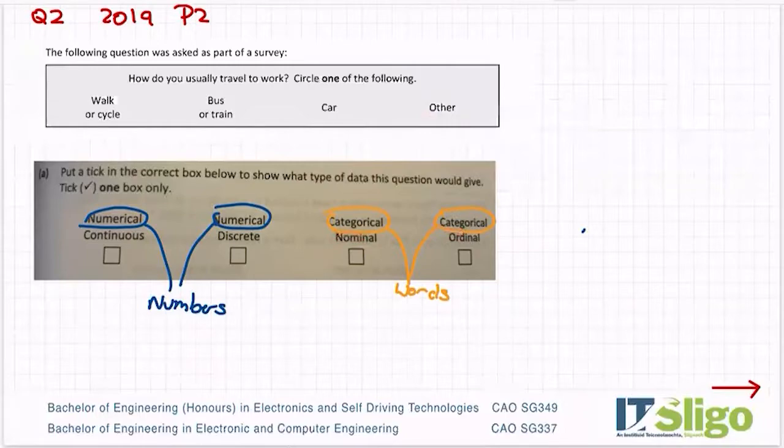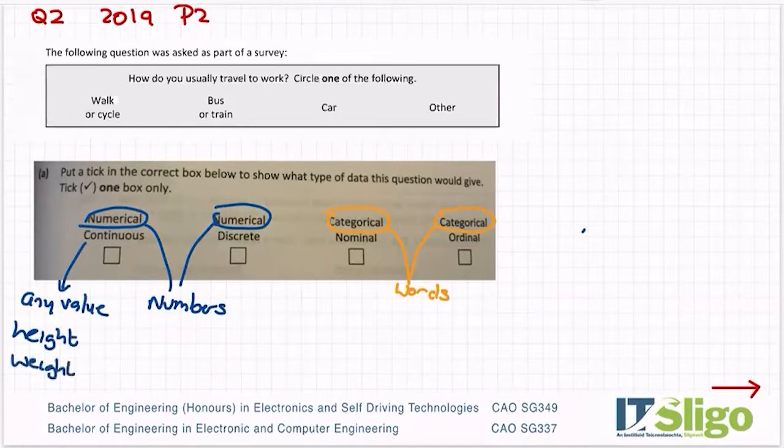So to explain continuous and discrete while we're at it, continuous data is any value. If I asked you what height are you, or what weight are you, you could be any value at all, including fractions of values, 0.01s and 0.1s and so on and so forth. Discrete data is data which only has certain values, so it has certain step sizes.